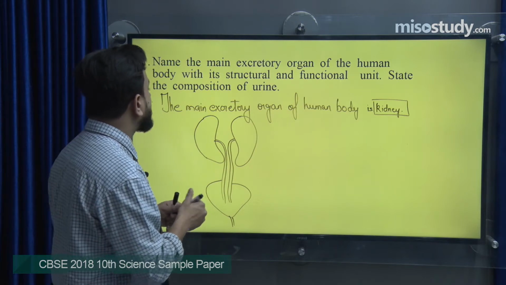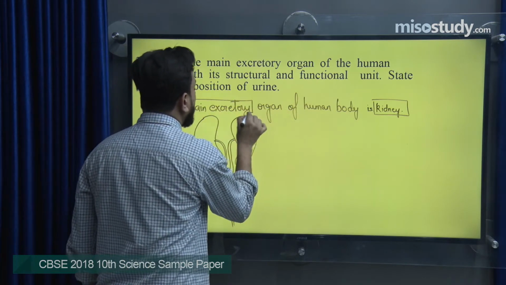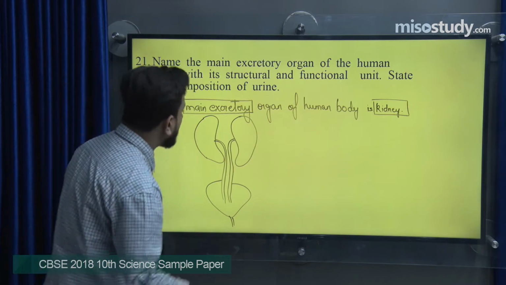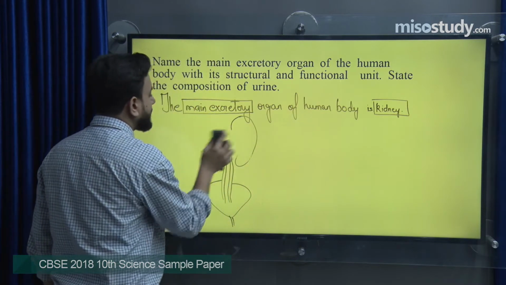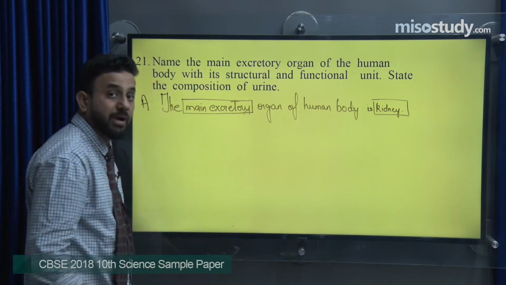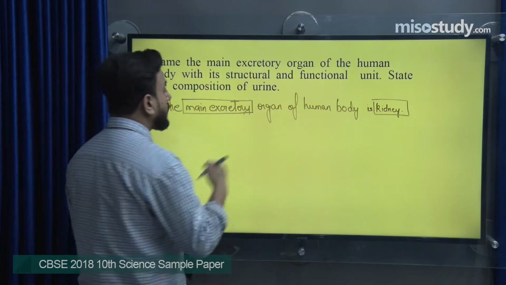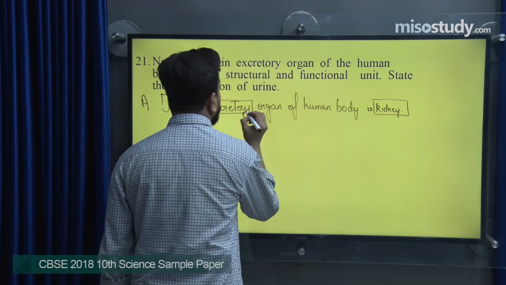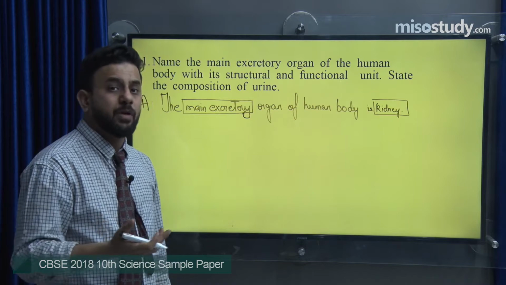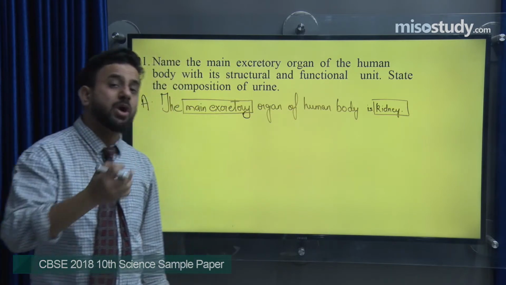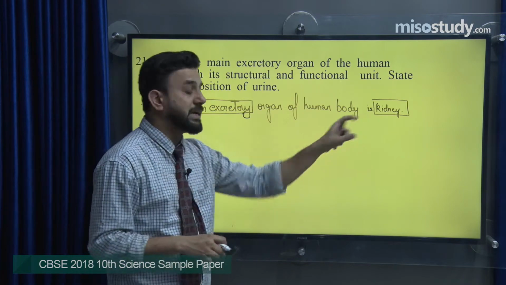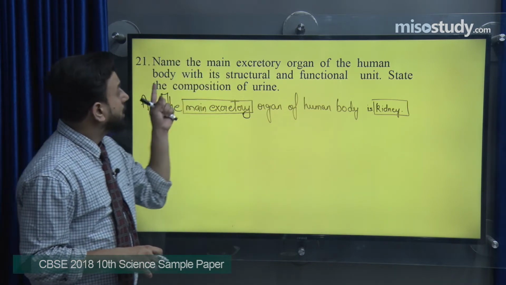So the main excretory organ of the human body is the kidney. What are the other excretory organs of the body? The accessory excretory organs, you can say, are the liver, and apart from the liver, the skin also gives out excretory products. When you sweat, along with the sweat, many toxic substances come out of the body. So the skin, the liver, but mainly it is the kidney.